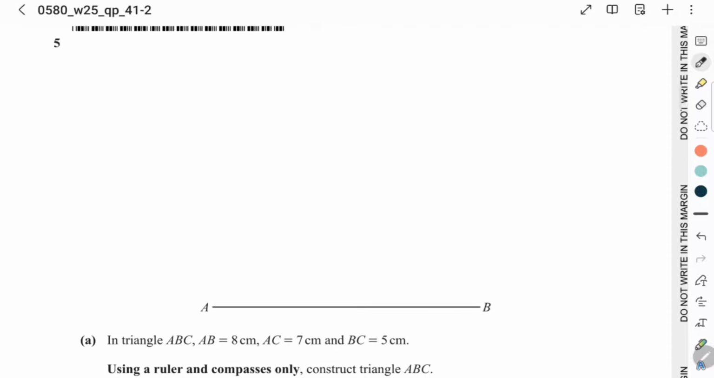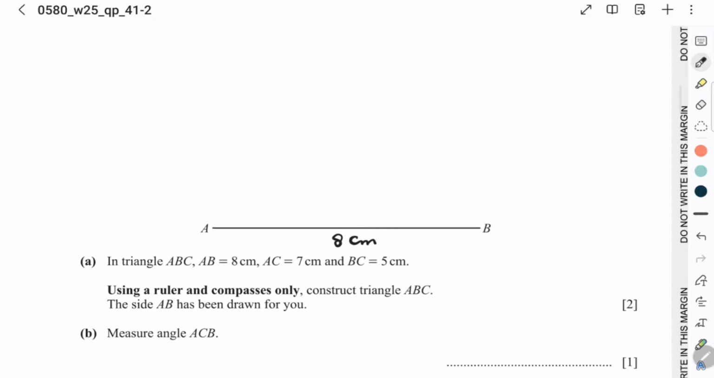Question number 5. So you'll have to construct the triangle ABC in this question. Using ABC, AB is 8 centimeter, which is given over there, and AC is 7 centimeter, BC is 5 centimeter. Using a ruler and compasses only, construct a triangle ABC. The side AB has been drawn for you.